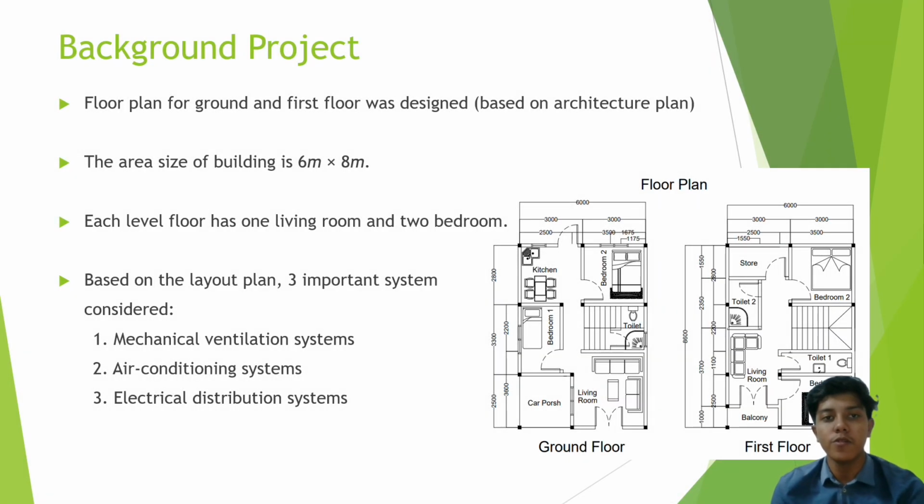Next, background of the project. In this project, the floor plan for the ground and first floor was designed based on the architecture plan. The area of the building is 6 meters by 8 meters, where each floor has one living room and two bedrooms. This is our floor plan for the ground and first floor. Based on the layout plan, three important systems need to be considered: first, the mechanical ventilation system; second, the air conditioning system; and the last one is the electrical distribution system.